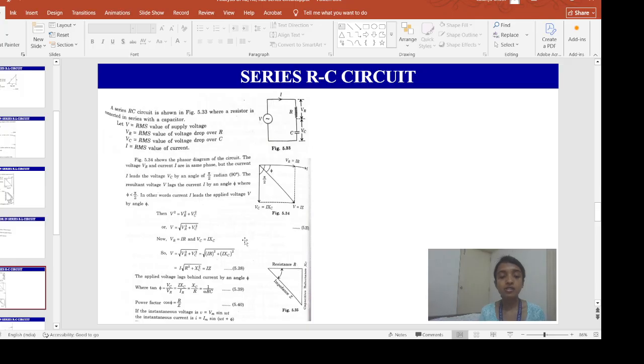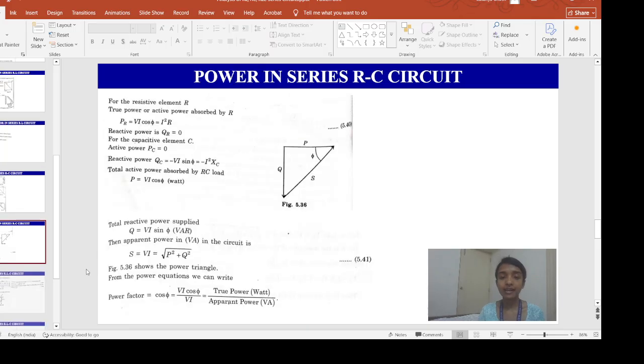If we consider the instantaneous value of this voltage V is Vm sin omega t, then the instantaneous value of the current will be Im sin(omega t plus phi), because the current is now leading the voltage V by an angle of phi.